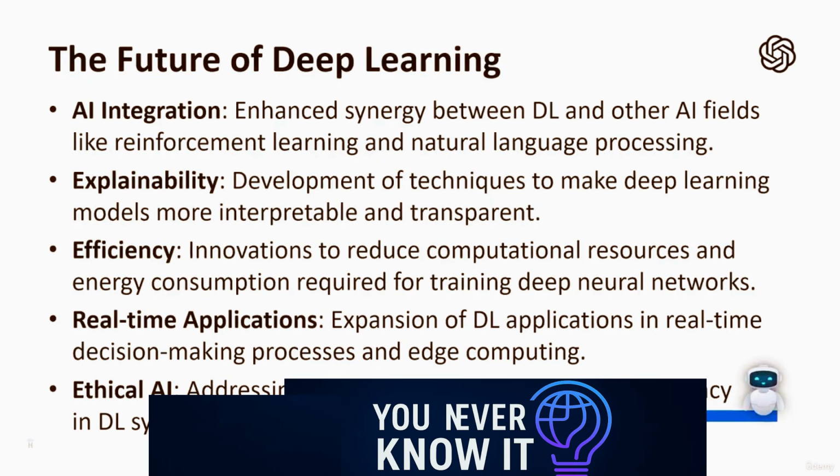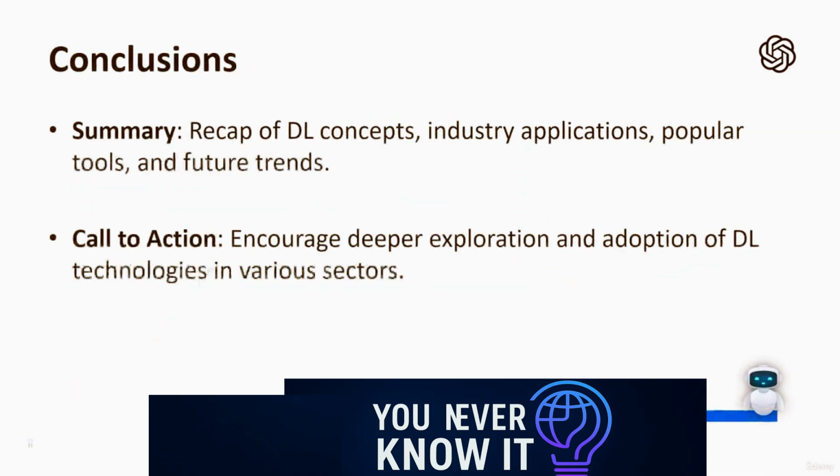Efficiency: innovations to reduce the computational resources and energy consumption required for training deep neural networks. Real-time applications: expansion of DL applications in real-time decision-making processes and edge computing. When a decision is being taken, deep learning techniques are applied, like when it is deployed and the user is accessing it. Ethical AI: addressing ethical considerations and transparency in DL systems.